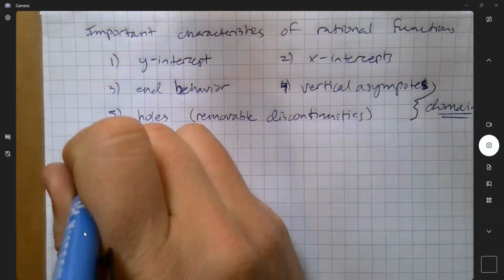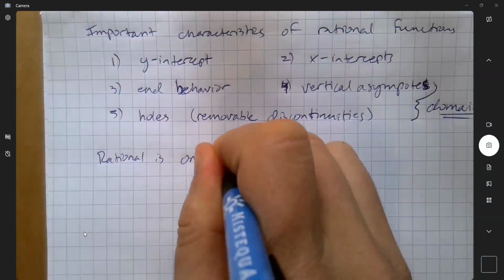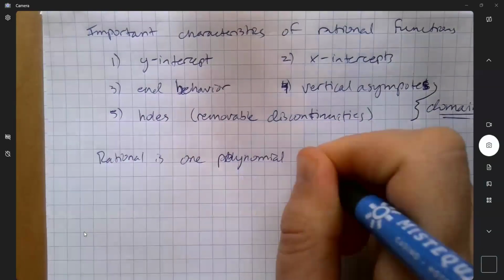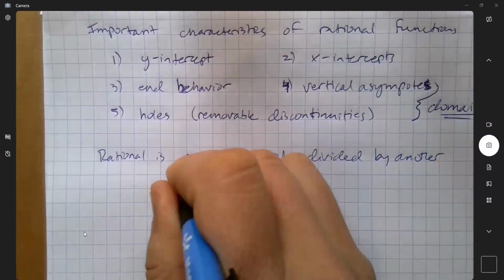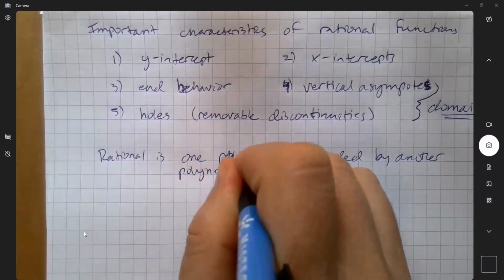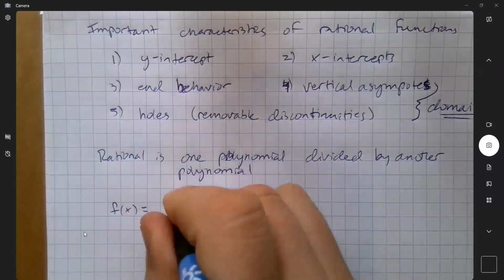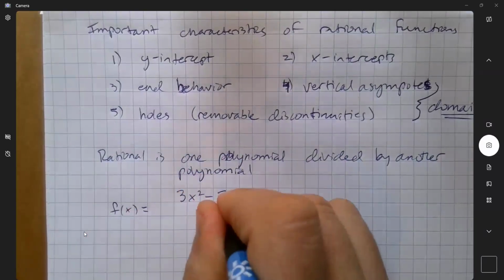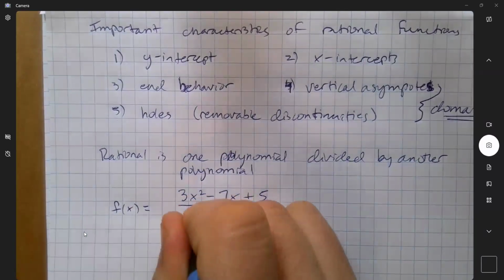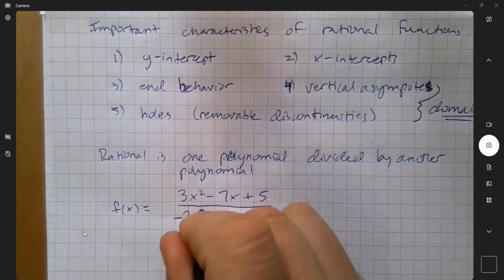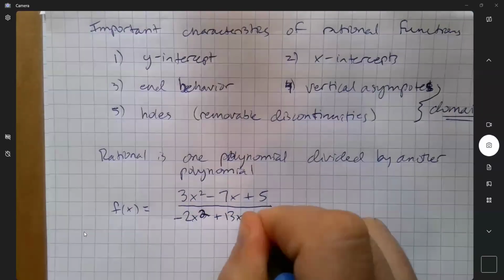A rational function is one polynomial divided by another polynomial. And if I write it in standard form, that could look something like 3x squared minus 7x plus 5, all divided by negative 2x squared plus 13x minus 3.